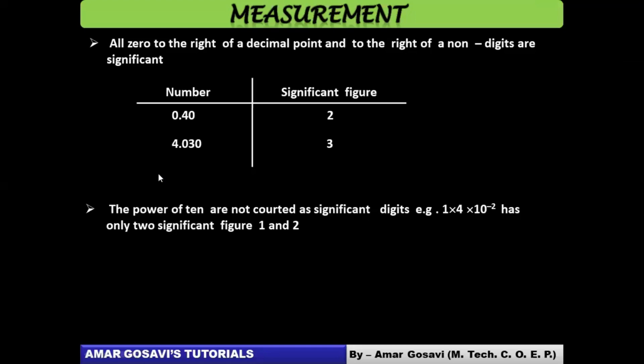The power of 10 are not quoted or considered as significant digits. Like, for example, if it is 1.4 into 10 raised to minus 2, it has only two significant figures, 1 and 4. It's not 2, but 1 and 4. So 10 raised to minus 2 won't be considered as significant. That's what it means. So only two significant figures, 1 and 4. Instead of 2, it should be 4 over here. And here, instead of multiplication, it should be 1.4.